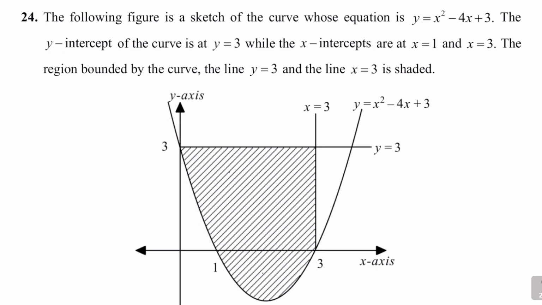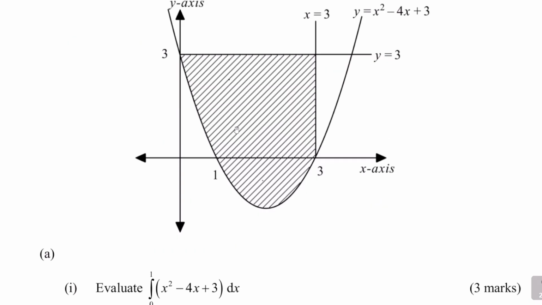Question 24. The following figure is a sketch of the curve whose equation is y equals x squared minus 4x plus 3. The y-intercept of the curve is at y equals 3, while the x-intercepts are at x equals 1 and x equals 3. The region bounded by the curve, the line y equals 3 and the line x equals 3 is shaded, as you can see in the diagram there.